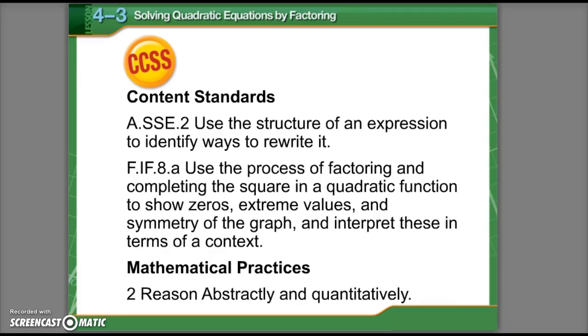All right, this is Unit 1, Lesson 3. In this lesson, we are going to be solving quadratic equations by factoring.